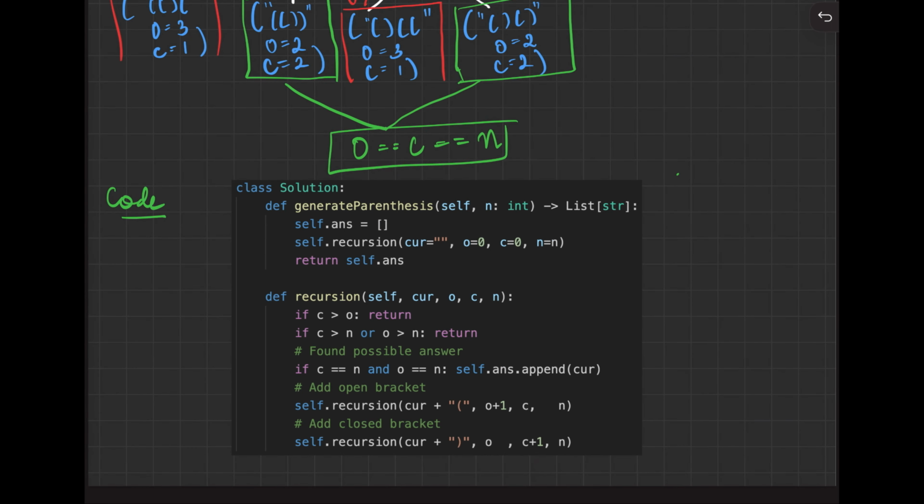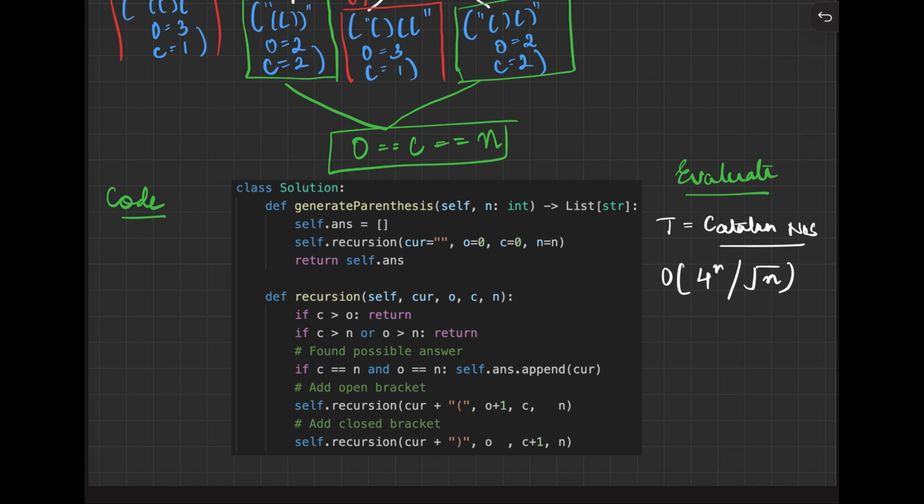With that, let's move on to our evaluate section, where we look at the space and time complexity for this problem. The time complexity will be based on something called Catalan numbers, and the big O notation for that comes out to be 4 to the power n over. So that's what our time complexity will be. If you don't know what Catalan numbers are, I'm planning to make a video in the future, so please stay tuned.